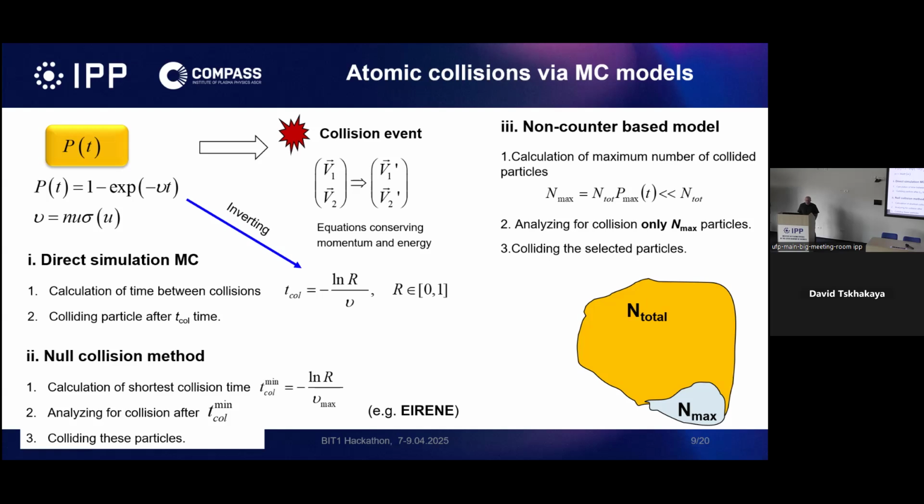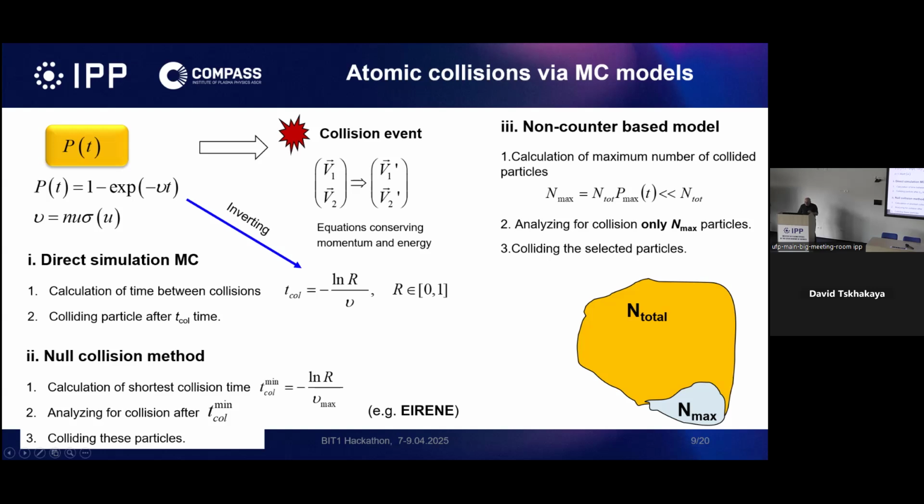When counting starts after this time, you have to analyze the particle for collisionality, and it's much faster than the direct simulation method. But still, we didn't like this because we still have to keep the particles and measure their collisionality. If you have a large number of particles, say 10 to the 13, you still have to analyze so many of them.